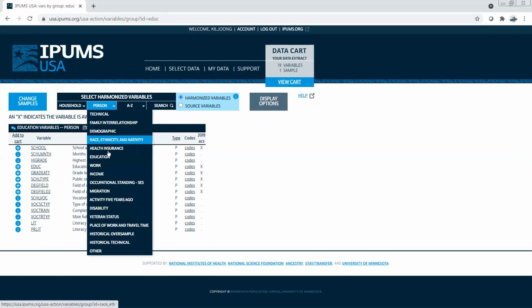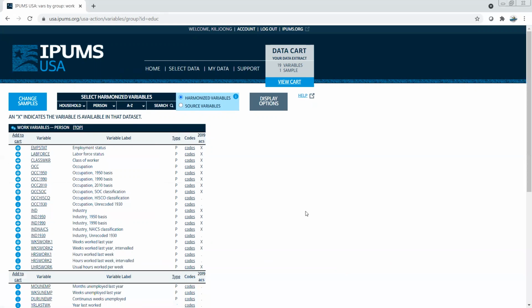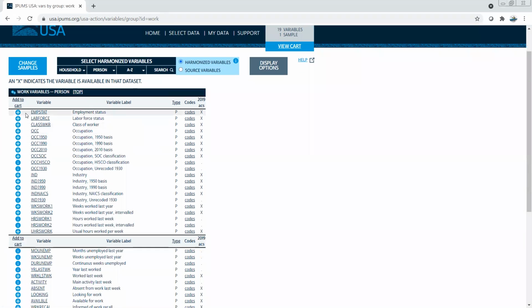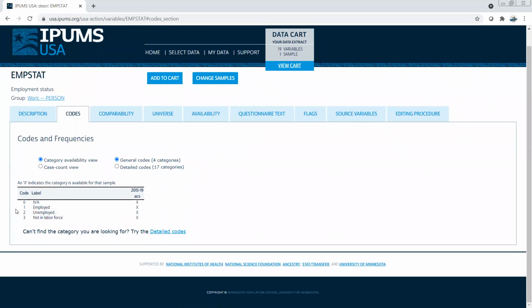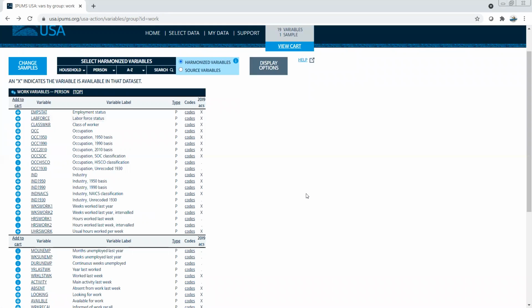And then work. There's employment status, whether someone's working or not, and then labor force status, whether someone is in the labor force or not. If you click on the codes for employment status, it will make that distinction. So instead of 2, you have 3: employed, unemployed, or not in labor force. If you're calculating rates or percents, it makes a difference what the denominator is in that case.